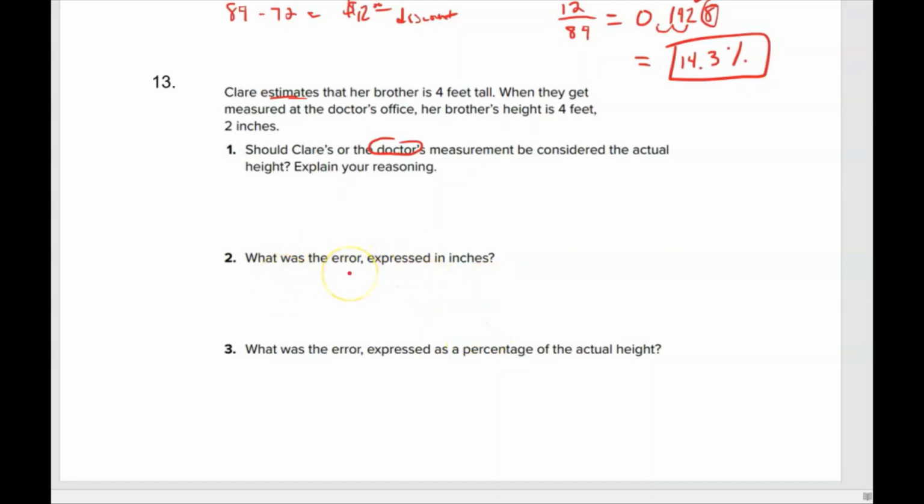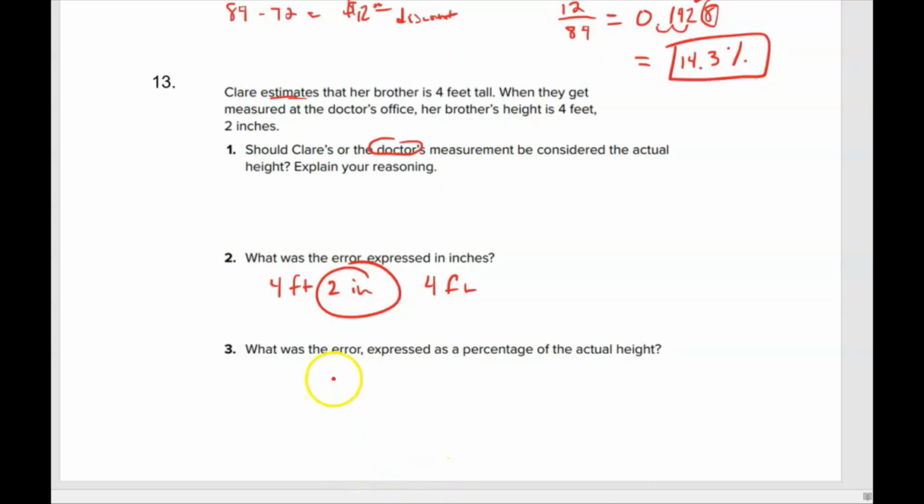Number 2 says, what was the error expressed in inches? Well, he's actually 4 feet 2 inches, and she estimated him to be 4 feet. So what's the difference there? Well, it's just those 2 inches is the error.